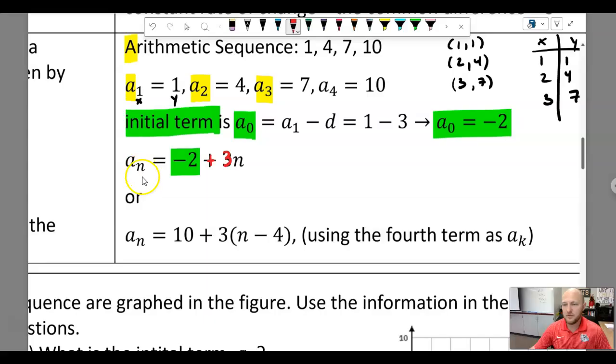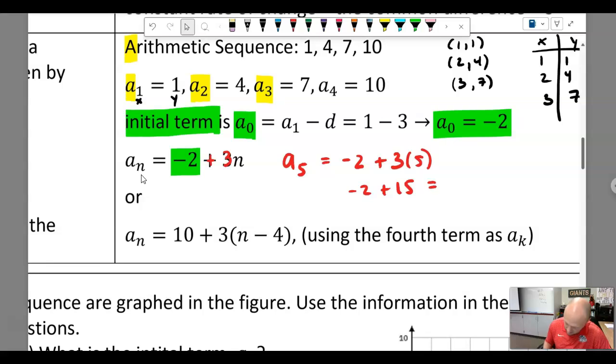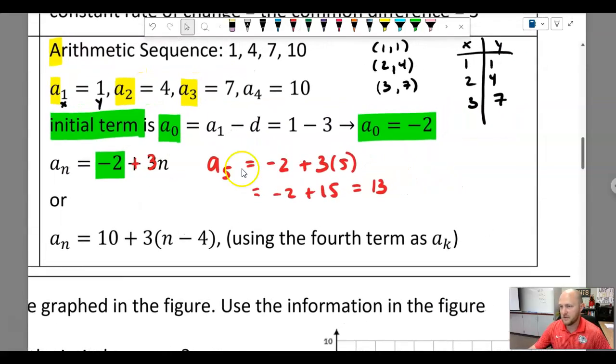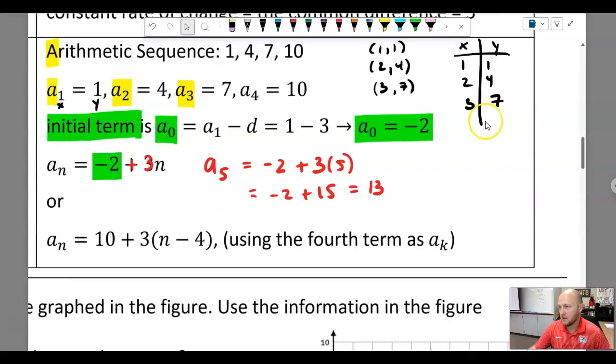So if I want the 5th term, a sub 5, well, a sub 5 is going to be negative 2 plus 3 times 5. So that's negative 2 plus 15, which gives us 13. Now, it's not that hard, especially if you're close right here. I could just add that. The fourth term, I'm going to add 3. It gives me 10. And then the fifth term, add 3, 13. But sometimes they make it difficult.